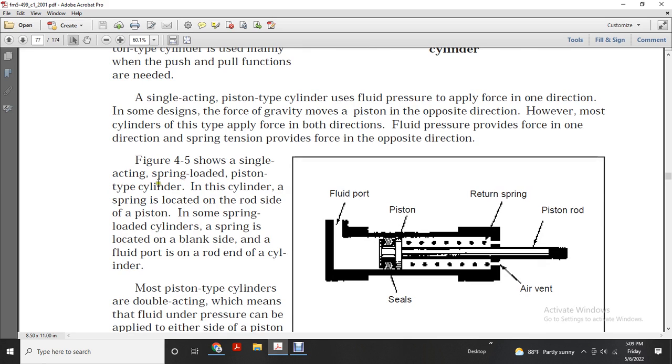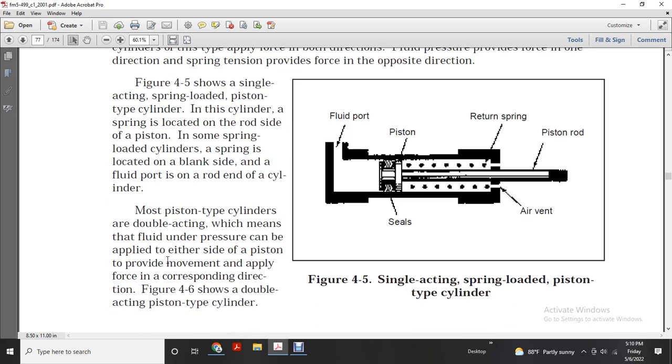Figure 4-5 shows a single-acting spring-loaded piston type cylinder. The cylinder spring is located on the rod side of the piston. In some spring-loaded cylinders, the spring is located on the blank side, with a fluid port on the rod end of the cylinder. Most piston type cylinders are double acting, which means fluid under pressure can be applied to either side of the piston, providing movement and applying force in either direction. Figure 4-6 shows the double acting piston type cylinder. Figure 4-5 shows the air vent, the piston rod, the return spring, the piston, the seals, and the fluid port.